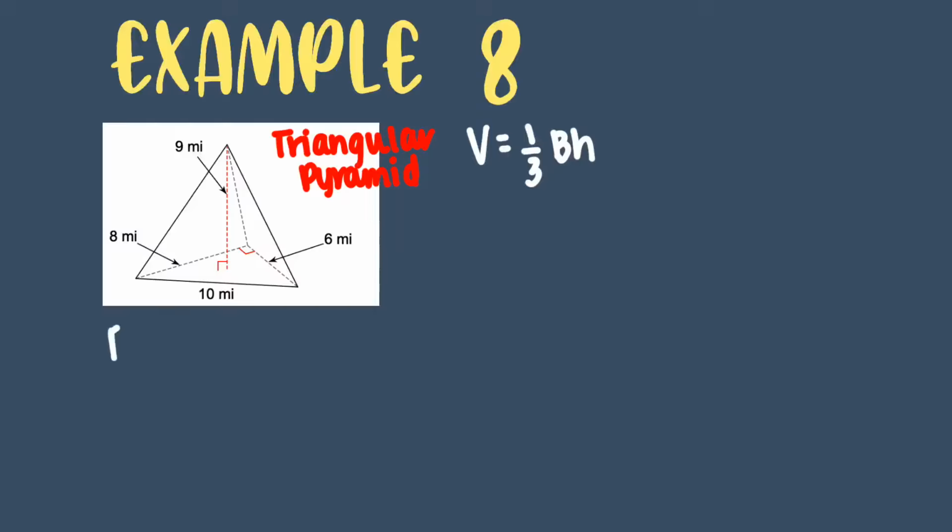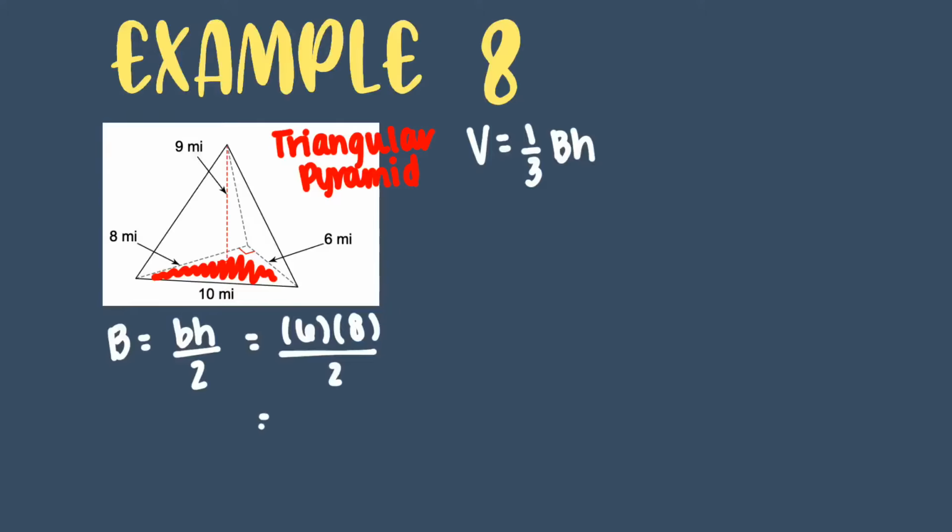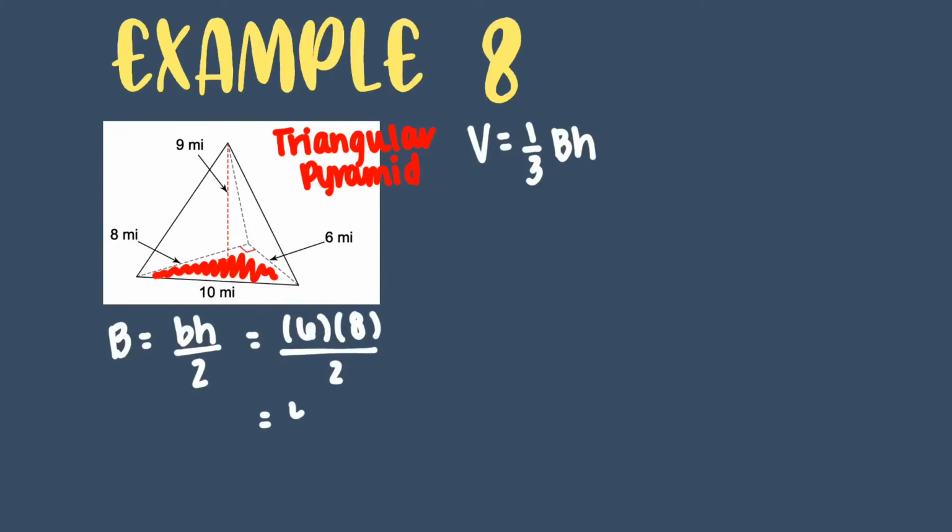So first, my area of the base, this is a right triangle. So we're going to do base times height divided by 2. Remember, that is of this bottom triangle. So we want to just look here for right now. When I do that, I see that the base of that triangle is 6 times the height of the triangle is 8, divided by 2. 6 times 8 gives me 48. And your last step, divided by 2, should give you 24 for the area of this base.